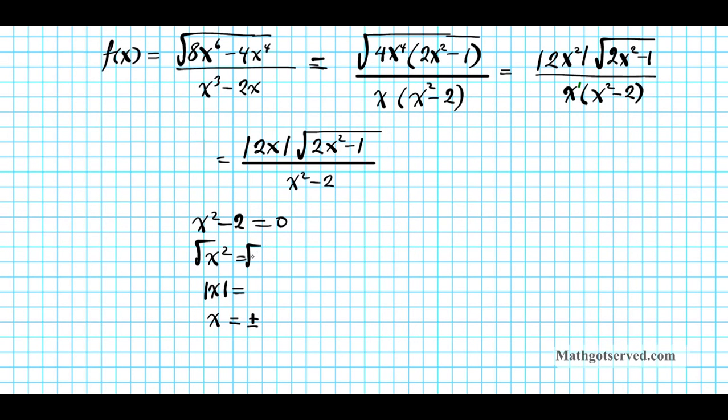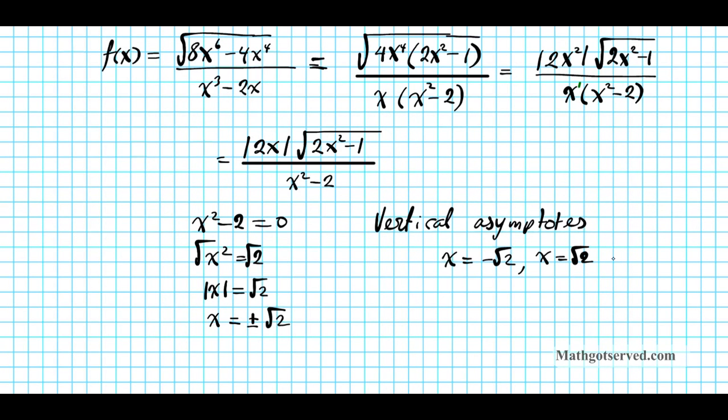Square root of 2. So root 2, so plus or minus root 2. Okay, so these are our vertical asymptotes. So the vertical asymptotes are x equals negative root 2 and x equals root 2.